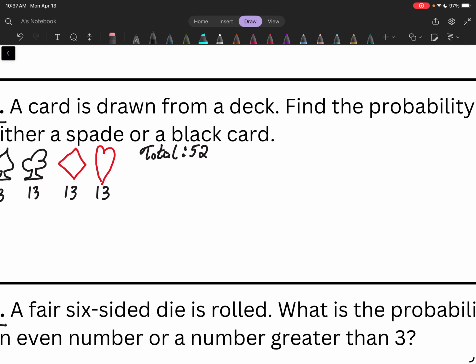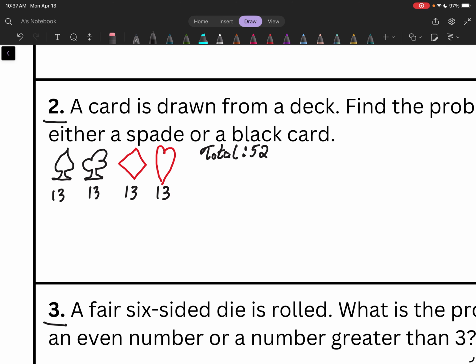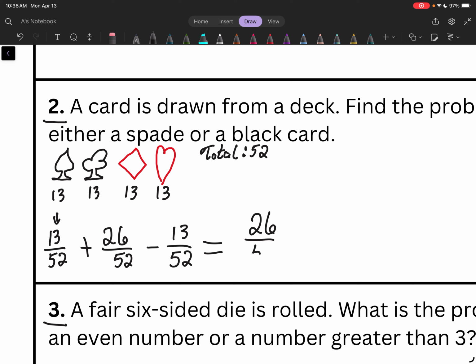Okay. Find the probability that the card is either a spade, so that is spades here, 13 out of 52 cards, or a black card. Well, my 2 black suits are spades and clubs, so that's 13 plus 13, 26 out of the 52. Now, where do they intersect? So how many spades are black? Well, that'd be 13 of them, so minus 13 over 52. This is 26 over 52. 50%.